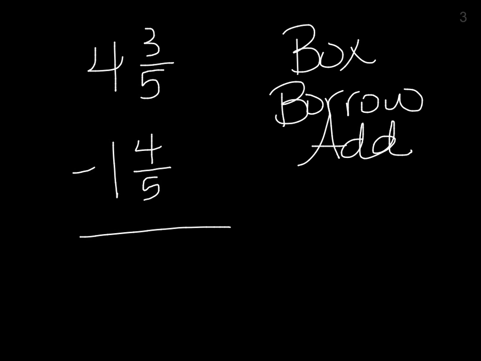I'm going to go up to the top. When I have borrowed before in subtraction with regular numbers, do you borrow from the bottom or from the top? We do all our borrowing in the top, right? So I'm going to do all my borrowing in the top here. I'm going to box the fractional part. I'm going to borrow from the what? From the whole number.